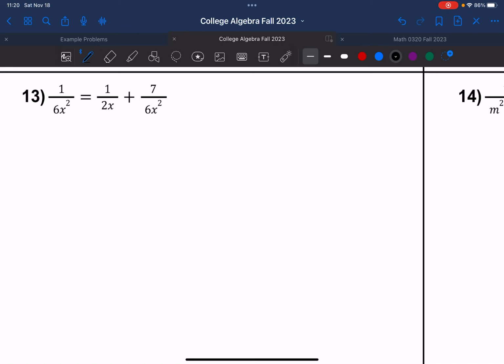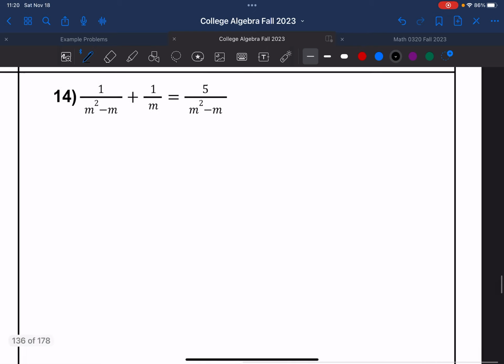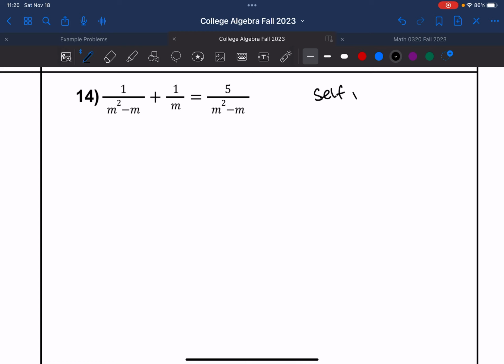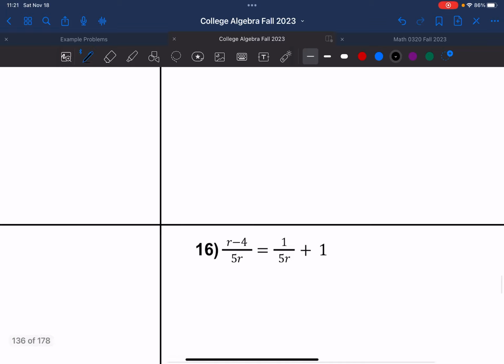Okay, I'm going to do the same with 13 and 14. Leave these as self-practice. You should get x equals negative 2 here. And then self-practice. Just because I put so many problems on this note sheet. You should get m equals 5 here. Okay, now let's look at 15.